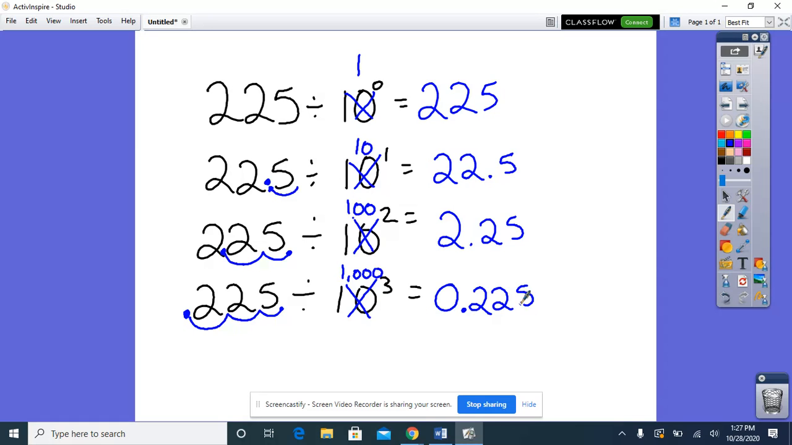So all we're doing when we're dividing by whole number powers of 10, like 10, 100, 1,000, 10,000, all of those numbers, is making the number smaller, so we need to move our decimal to the left. When we did this with multiplication, multiplying a number by 10, 100, 1,000, we moved it to the right because we were making it bigger. But now we're making it smaller, so we have to move it to the left.